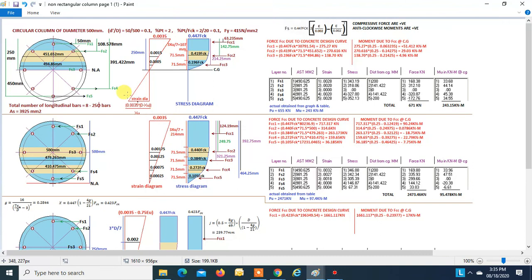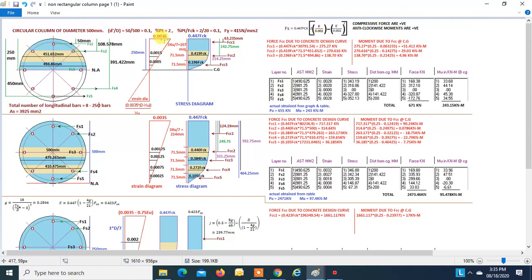Let us start with the first case. When the neutral axis is at 250 mm, we will be dividing this area into three strips, and we will see that the result which we get from this manual calculation will be very near to the exact calculation. Maybe the results may differ by 5 to 8% only. So this is the strain diagram.